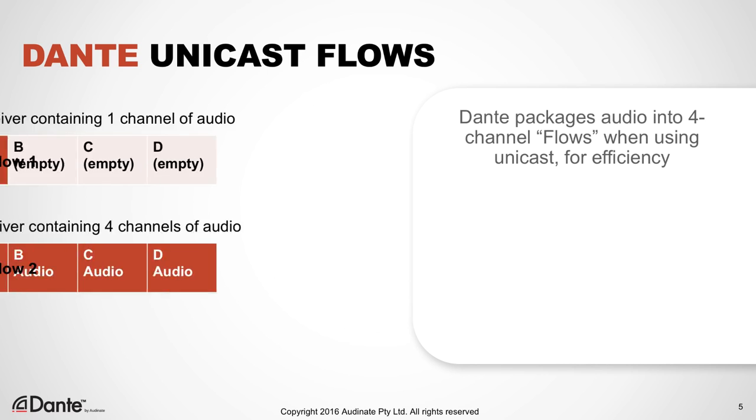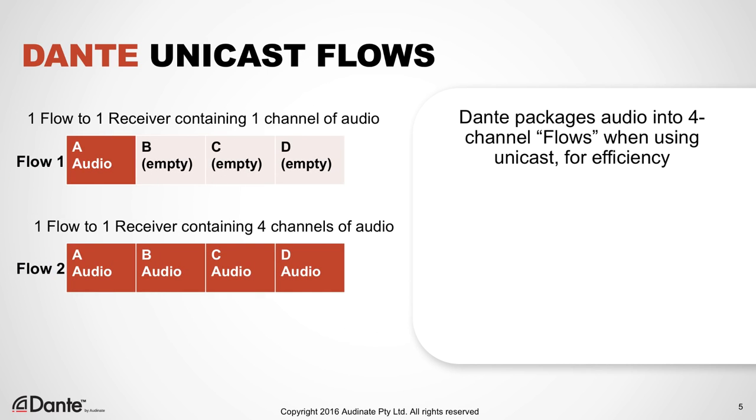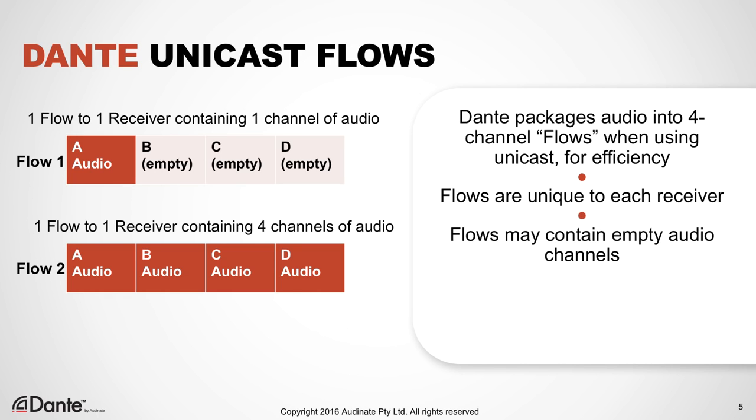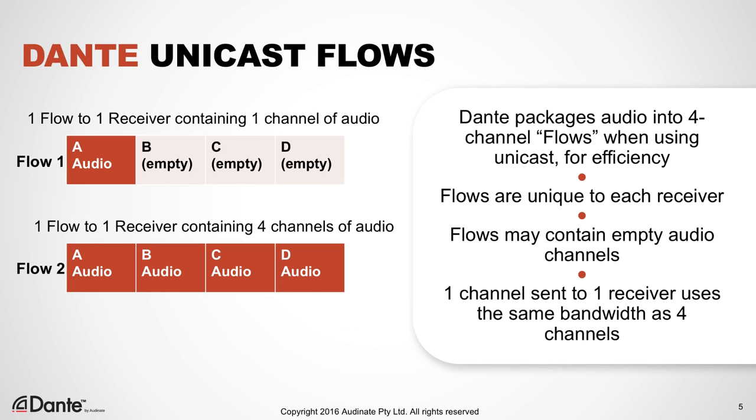By default, Dante uses unicast to transmit audio between devices. When a subscription is set up, Dante devices create flows for efficient network use. Flows always contain 4 channels, even if not all are used for audio. This means that when sending unicast audio from one transmitter to one receiver, the bandwidth used remains the same, whether 1, 2, 3, or 4 channels of audio are in use. Adding a 5th channel subscription adds another flow.